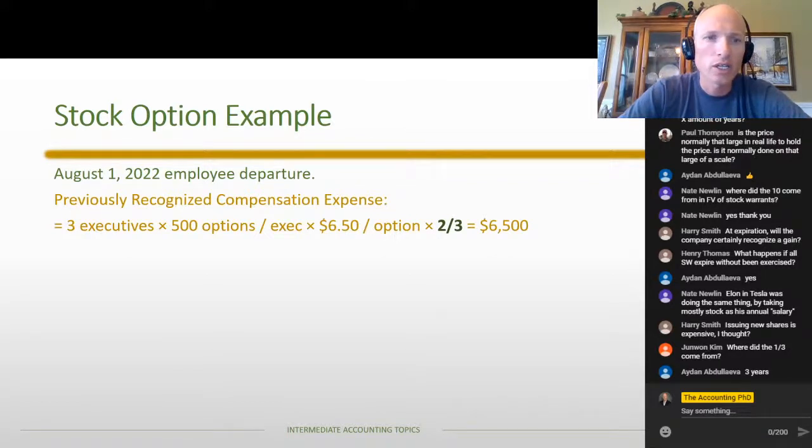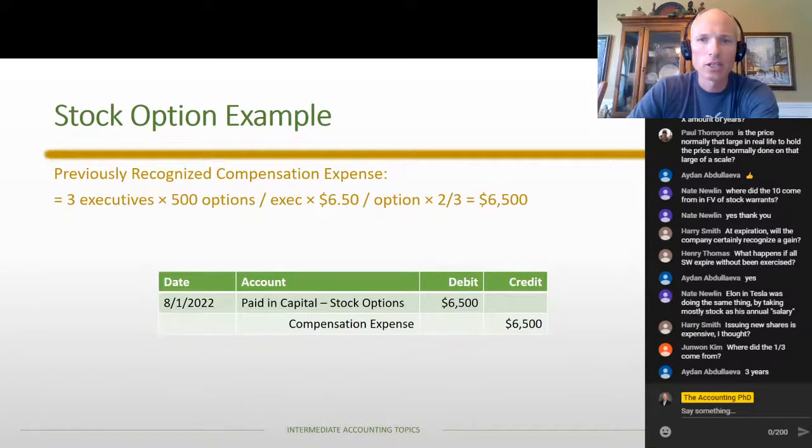And so the 3 executives times 500 times $6.50 times 2/3 gives us $6,500. So again, in this case we're undoing what we had previously recorded. We're taking the paid-in capital stock options off the books, and we're taking the compensation expense off the books as well, $6,500 for each. Again, I'm hoping this one's not too bad.